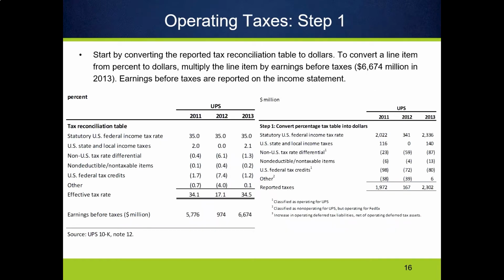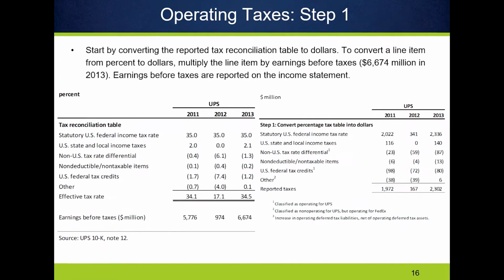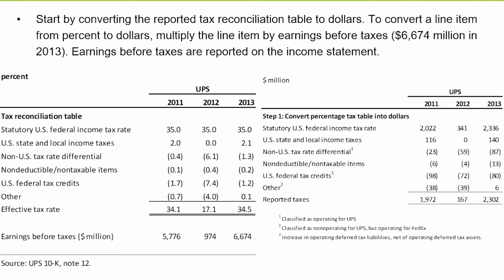Okay. So here's an example of UPS's tax reconciliation table, and this is for that same period of our problem. This is 2011, 2012, and 2013. You can see that the reconciliation table breaks down the taxes paid, starting with the federal income tax rate, which at the time was 35% for UPS. Now it's 21%. Then they pay some state and local taxes in the US, so 2%. Then in 2012, they didn't pay any, but in 2013, they paid 2.1%. So this is additional taxes that they paid to the states.